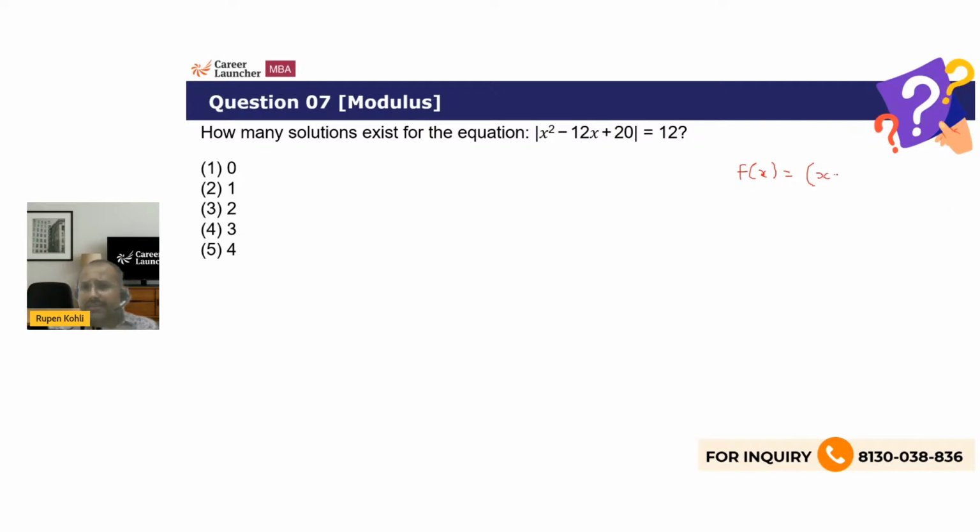So f(x) is basically nothing but (x minus 10)(x minus 2). So its roots are 2 and 10, right? So its graph will be like this, with 2 and 10 being its roots. This is 2, this is 10.